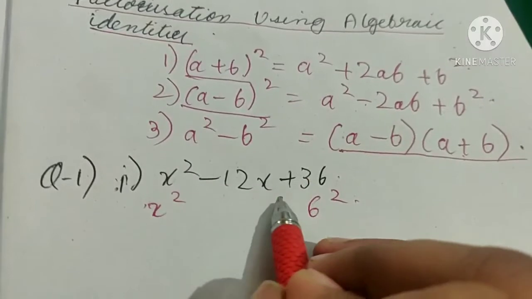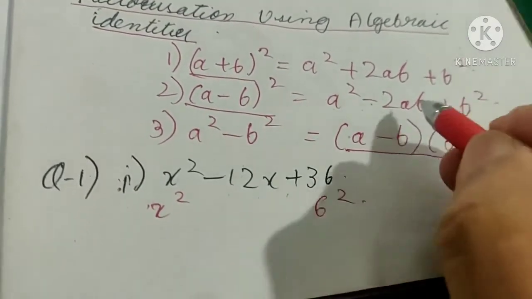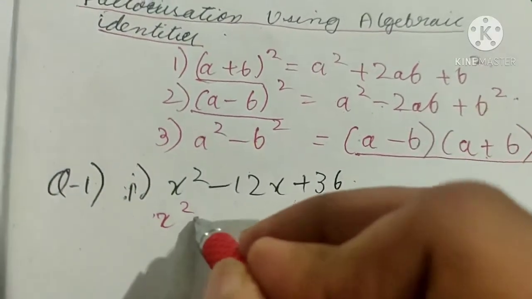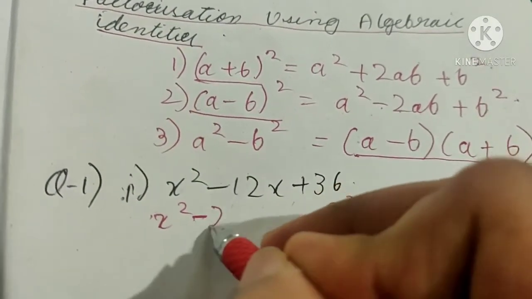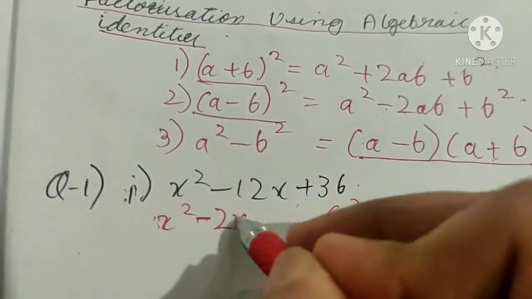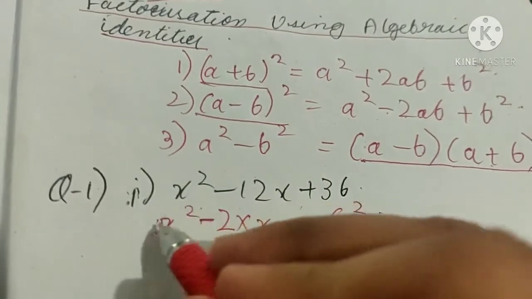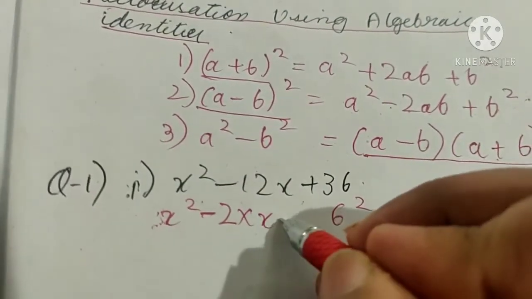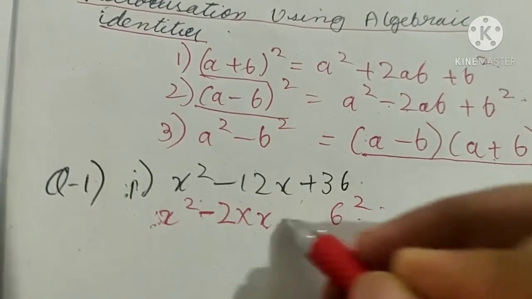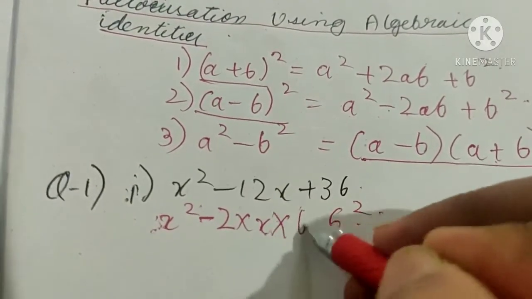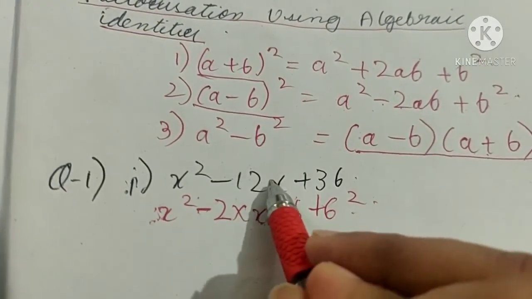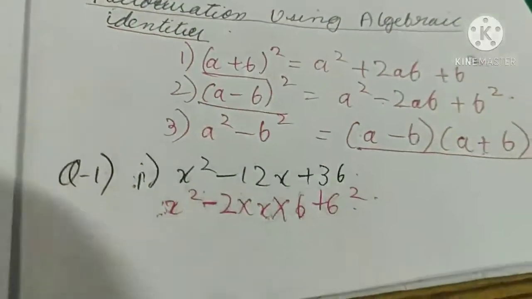And then what about 12x? We have to check whether it is in the form of 2 into a into b. Keeping the minus sign aside, first multiplying by 2, then by a, that is x, as x^2 is a^2, and then b is 6. So 2 into x into 6 is 12x. Yes, it is a format of (a - b)^2.